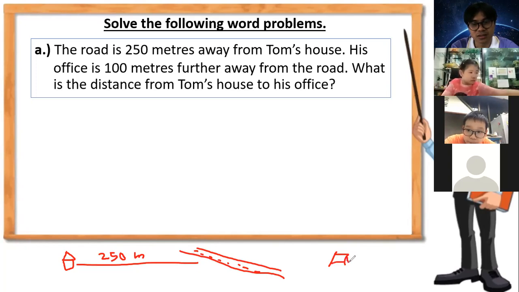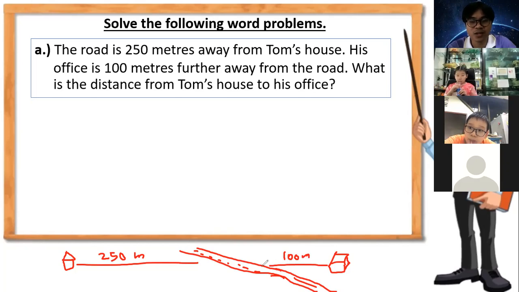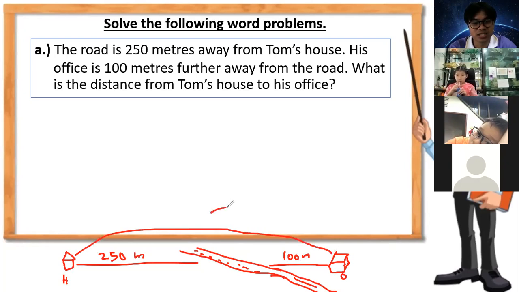Let's try to imagine. It's the road. His office is what? 100 meters from the road. But the question here is, what is the distance from Tom's house to his office? This is the house, this is the office. This one is the question. So what operation? Plus, minus, times, divide.